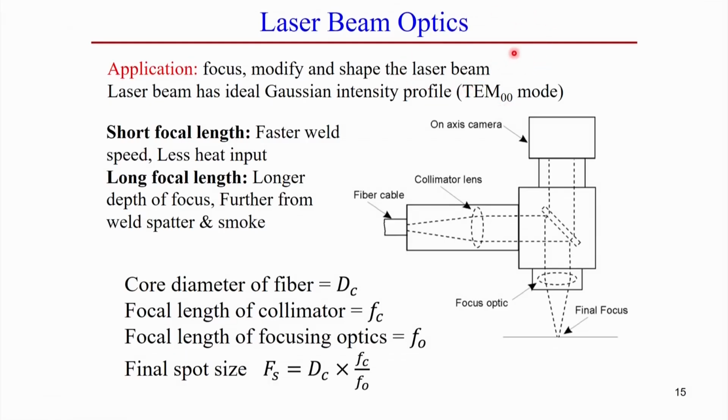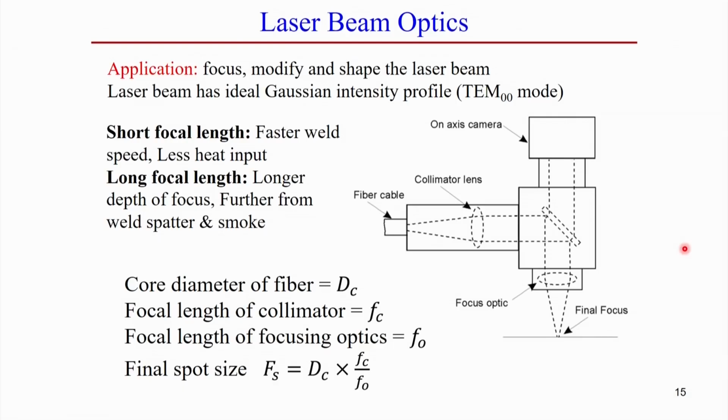Now if we see from the figure, there is a collimator lens and a final focusing lens within the laser optics. The laser comes from the fiber cable, and the collimator lens makes the laser rays parallel. Then there is a second lens, which is mainly used to focus the laser beam on a specified position, the final focus. This is the typical laser optics we generally use in the laser beam welding process. In general, if the focal length is very short when focusing on the workpiece, then the laser can be used at a faster weld speed.